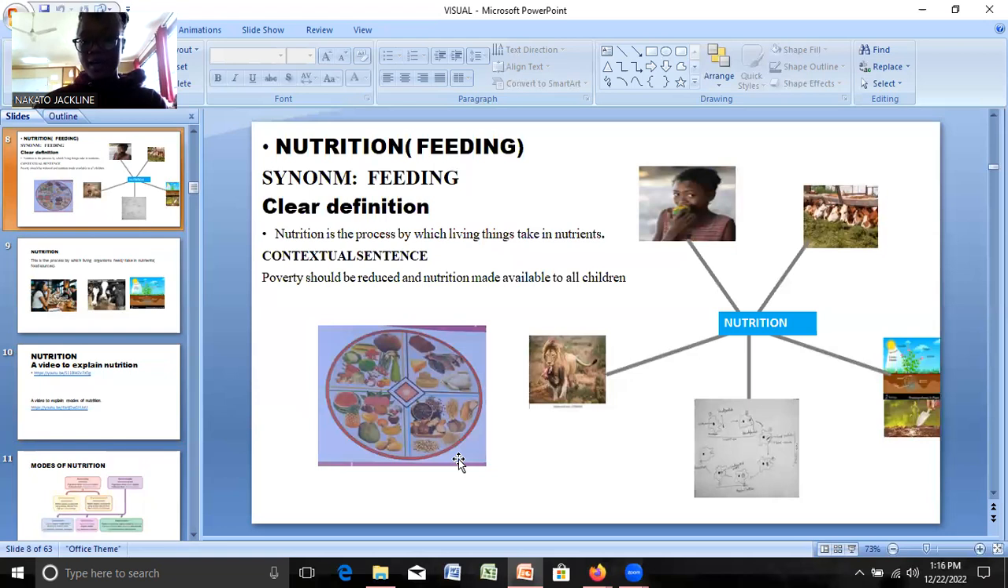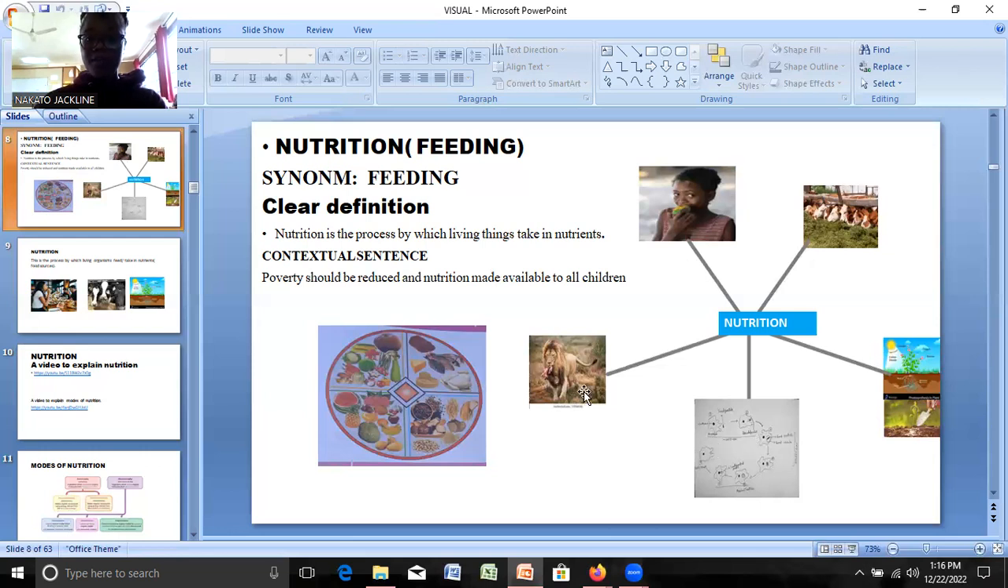And here are some of the pictures showing the different living things and how they take in their nutrients. For example, here we see human beings, a picture of a person taking a mango. We see here cows taking in grass. We see here plants taking in sunlight in the presence of chlorophyll so that they can make their own food. And we see here an amoeba engulfing some food, taking in some food.